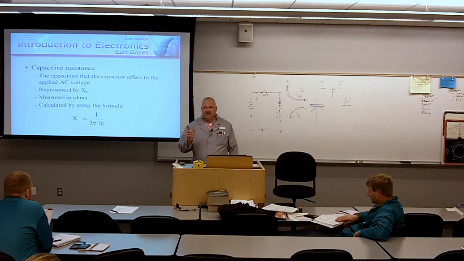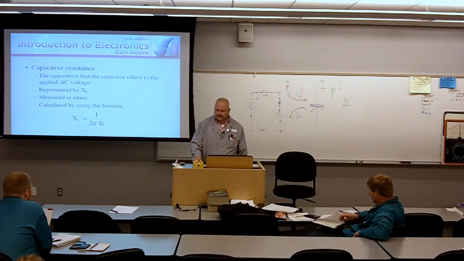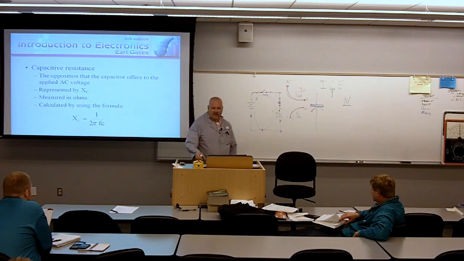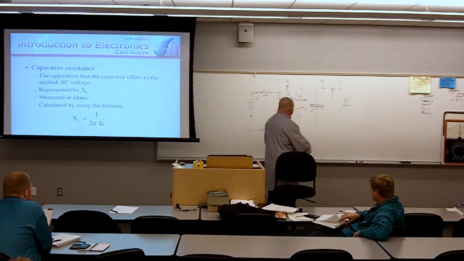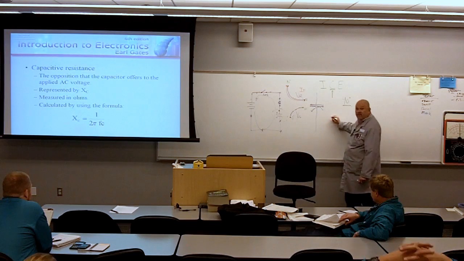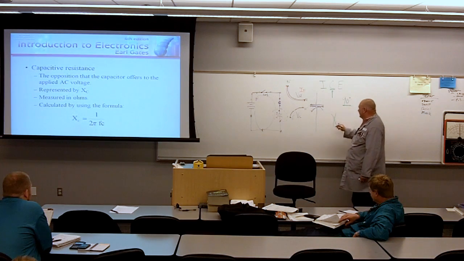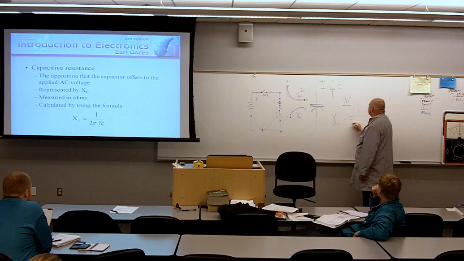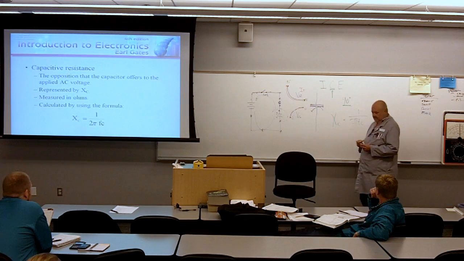There's only one thing in this lecture that has any value, and it's this formula right here. The formula is X sub C, capacitive reactance. That's how you say it, capacitive reactance, X sub C, is equal to 1 over 2 pi fC.